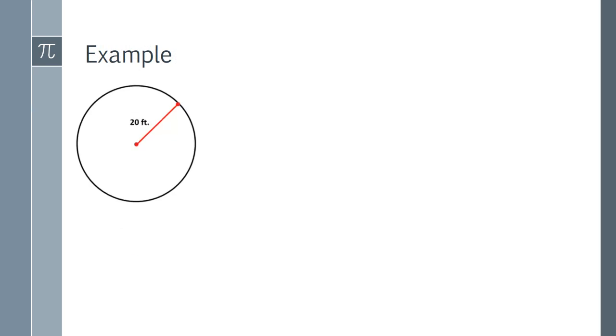So here is a circle. And it looks like we know that the radius is 20 feet. So we're going to fill into this formula 2 times pi times the radius. Now I haven't said to do anything other than find the circumference. So we're not going to use any estimates for pi because I didn't say to. So we're going to substitute 2 times pi times 20.